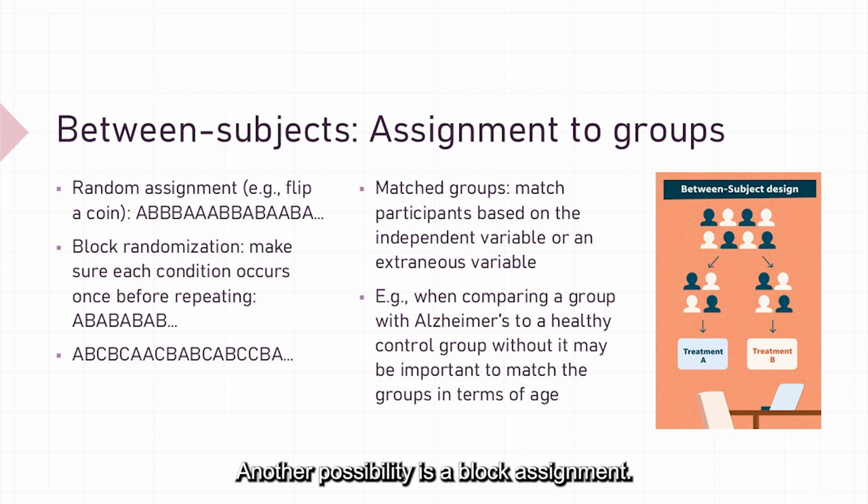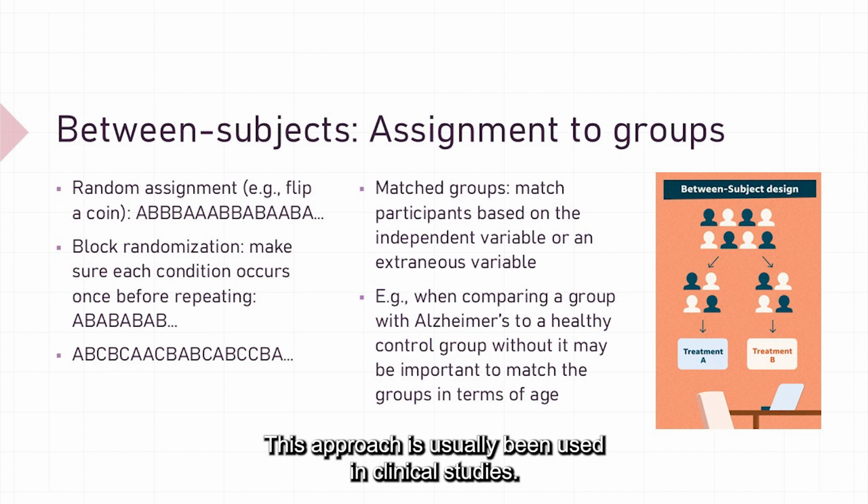Another possibility is a block assignment. In the block randomization, each condition occurs once before repeating. There is another possibility for controlling confounded variables. We can match participants from the experimental group and control group across one dimension. This approach is usually being used in clinical studies.